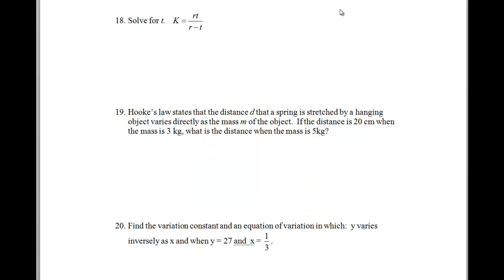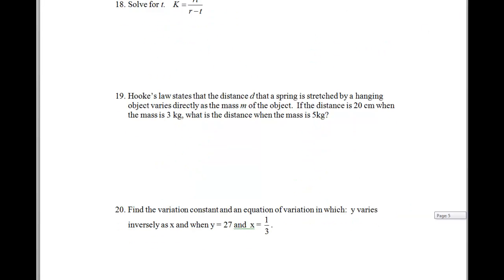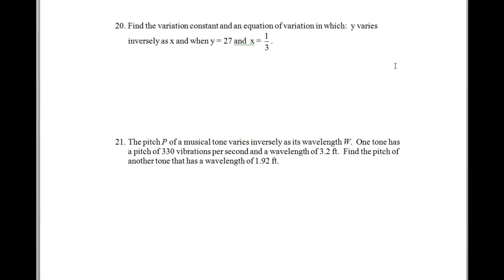Now in problem 20, we have a problem that is a little bit more straightforward. It talks about an inverse relationship because it says find the variation constant, so find k, and the equation of variation, which is y equals k over x. This is basically given to us where it says y varies inversely, so that verifies this formula, as x when y is equal to 27 and x is equal to 1/3.